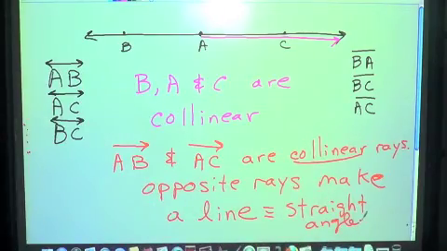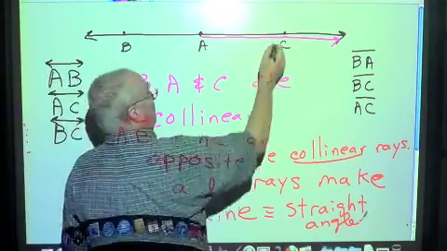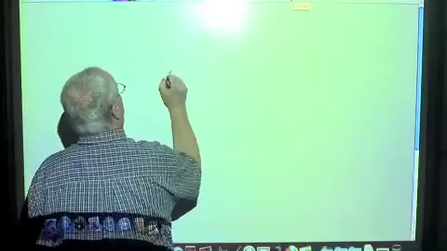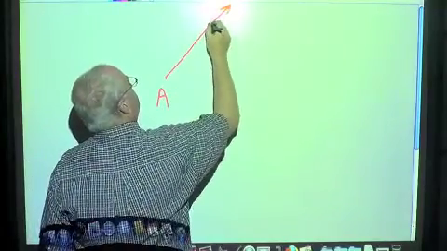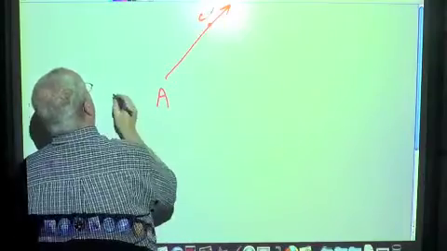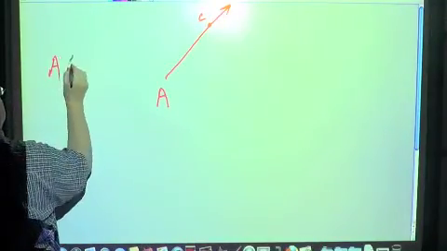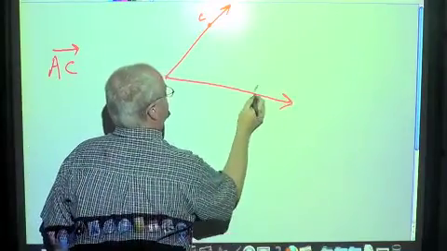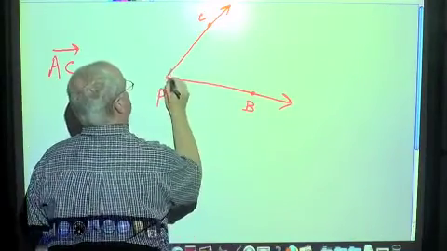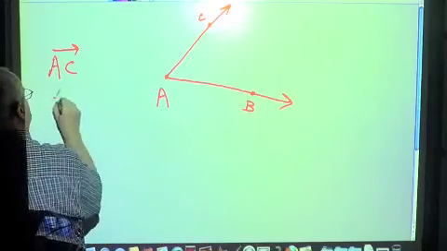Okay? A straight angle. So, now that we've talked about rays and we know what they look like, let's use them to create angles. I'm going to start here. Here's point A. I've got a ray up here, C. So I have a ray, AC. I have another ray, AB. Okay?